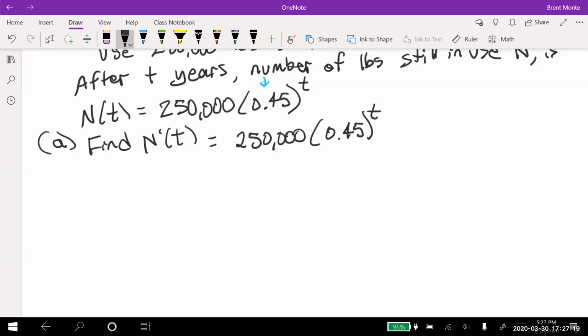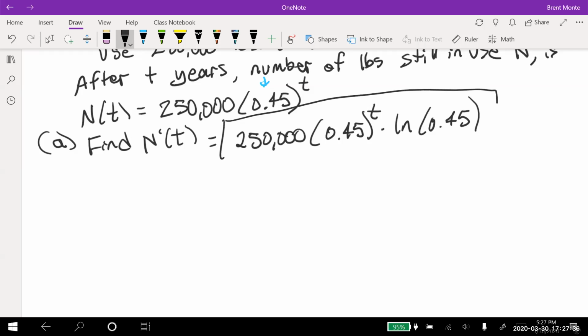Now, there's no chain rule here because that t power is just t power. No chain rule, but we do have to say times the ln of 0.45 because of having that different base. Now, that's the exact value of my derivative. By that ln of 0.45, which is a constant, times the 250,000, you could, but again, we'd have to round it off. And however many decimals you have to round to is going to determine what you're going to want to do. I'm just going to leave it like that.